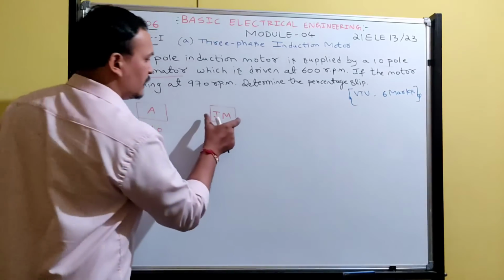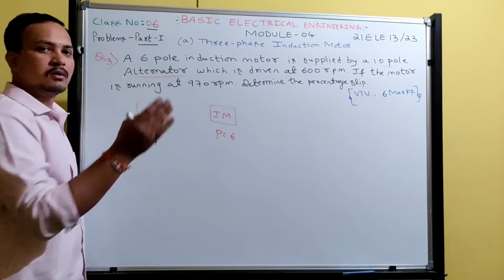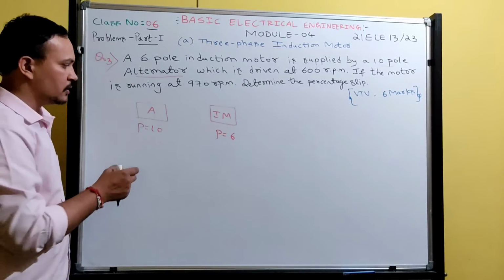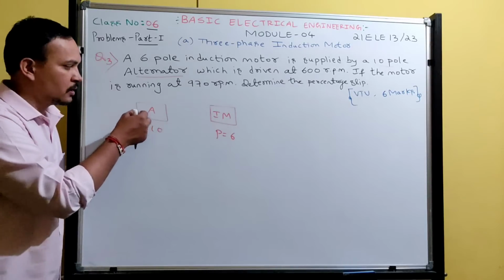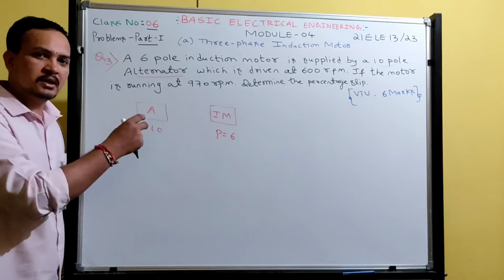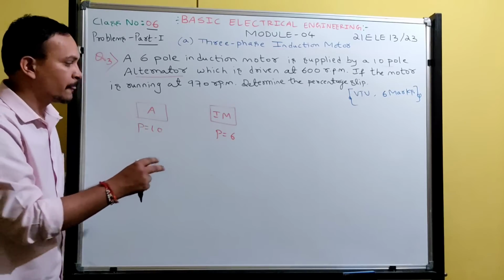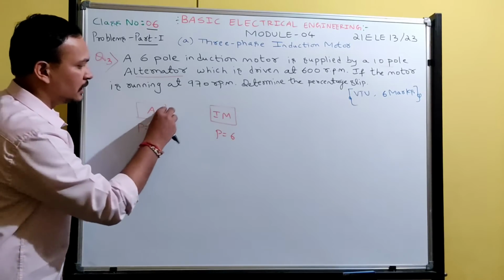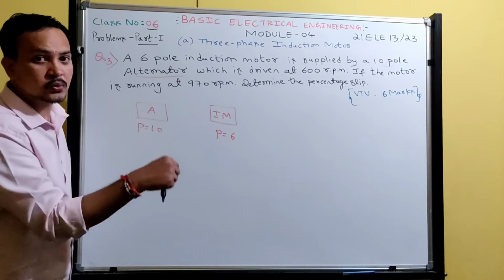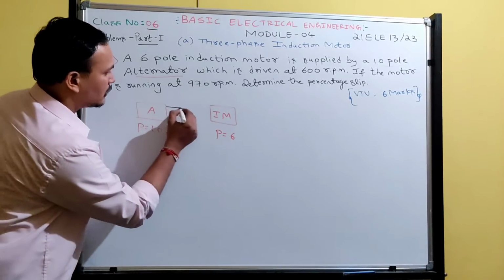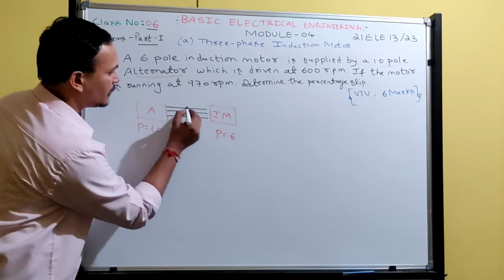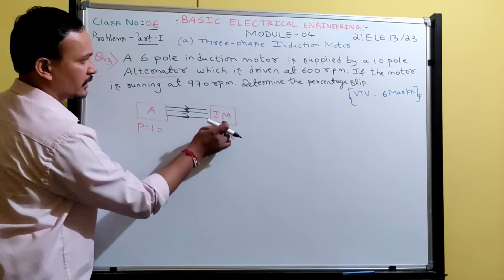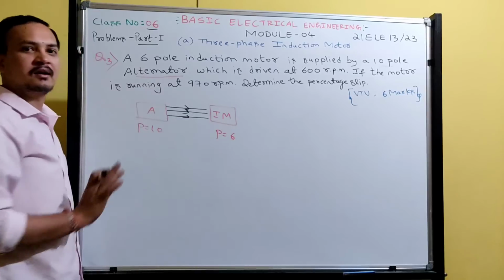See guys, induction motor means what? Electrical to mechanical. What is an alternator? Mechanical to electrical. Some mechanical input is given to the alternator, the armature cuts the flux, and EMF will be induced. That induced EMF has a certain frequency, an electrical quantity. The induction motor requires electrical supply, so the alternator gives supply to this induction motor. That's why they wrote a 6-pole induction motor is supplied by a 10-pole alternator.